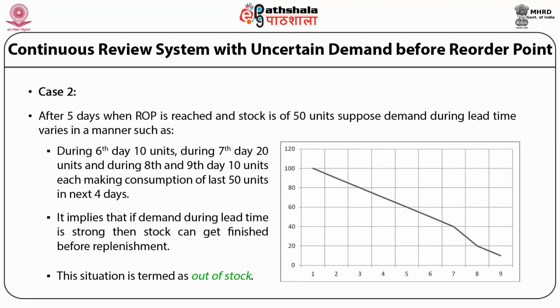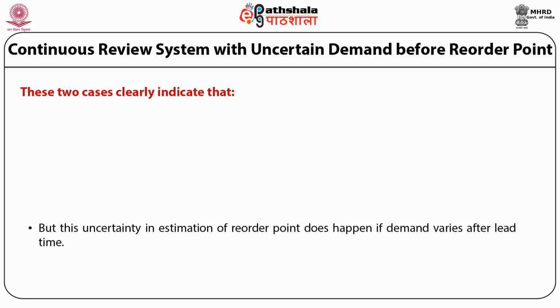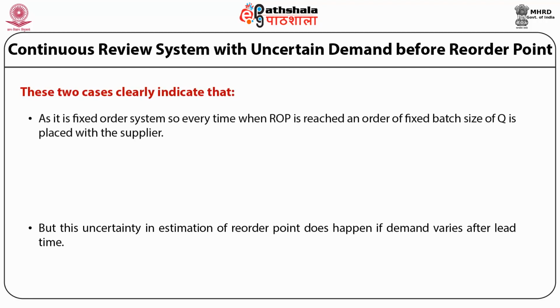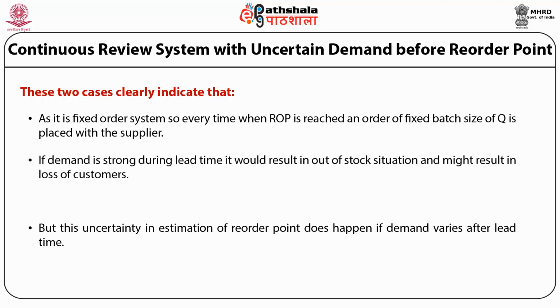This is shown in the figure. These two cases clearly indicate that as it is a fixed order system, every time ROP is reached, an order of fixed batch size Q is placed with the supplier. So if demand is weak during lead time, it would result in creation of safety stock. If demand is strong during lead time, it would result in an out of stock situation and might result in loss of customers. This results in uncertainty in estimation of reorder point.